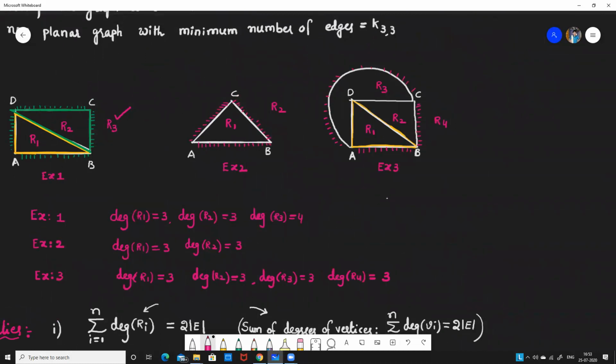Please look at this example. In the second example, what is the degree of R1? Degree of R1 is equal to 3, and degree of R2 also 3. So minimum is equal to maximum. Therefore, every region is having degree k, so k into r is equal to 2 times the edges. Obviously, there are two regions and each region is having degree 3, therefore 2 into 3 is equal to the total number of edges, that is 2 into 3 is equal to 2 times the number of edges. Therefore, this condition is satisfied. Okay? So you can verify for the remaining also.